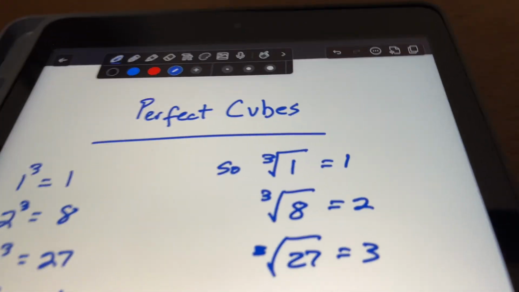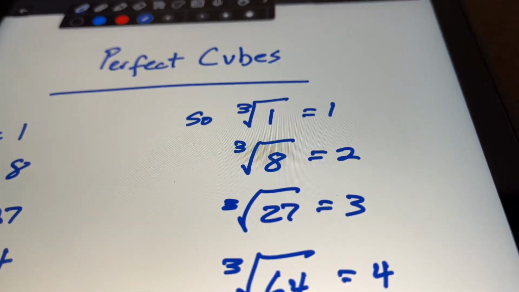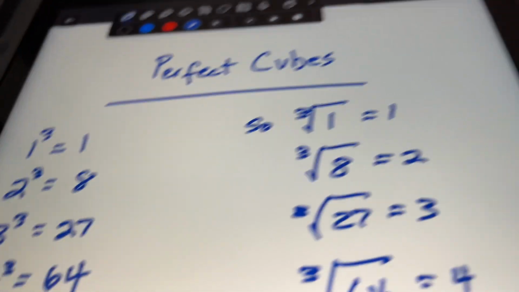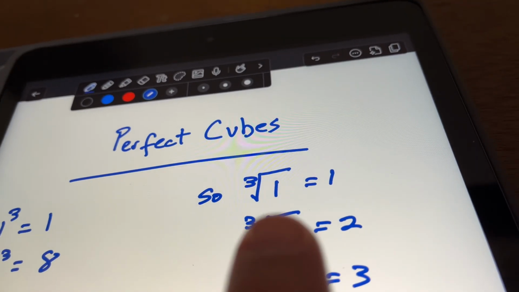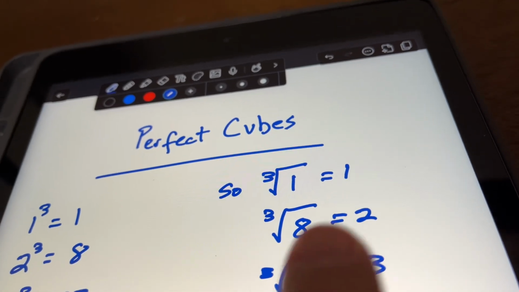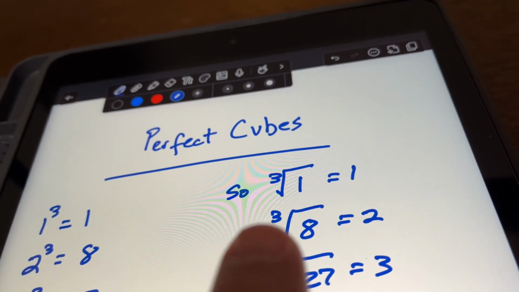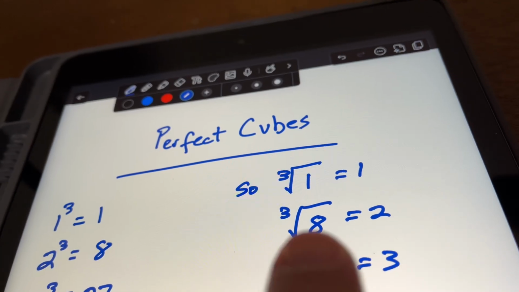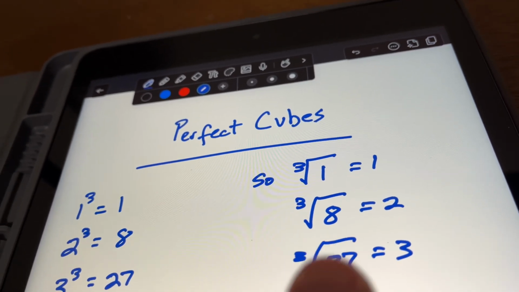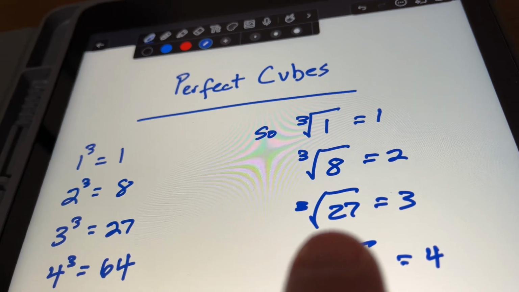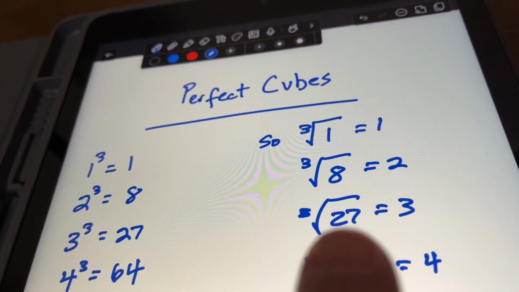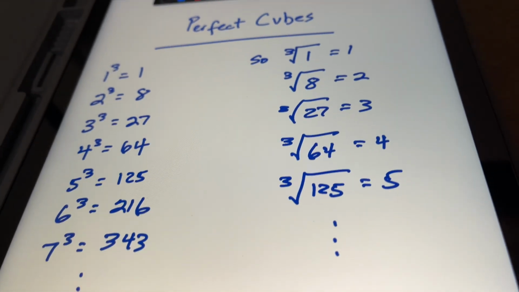So that brings us over here to cube roots. So the cube root of 1 is 1, because 1 cubed is 1. So this is saying what number to the third power would be 1, and that answer is 1. This is saying what number to the third power would be 8, and that number is 2. 2 to the third power is 8. And this is saying what number to the third power would be 27. Well, that's 3, because 3 cubed is 27. So forth and so on.